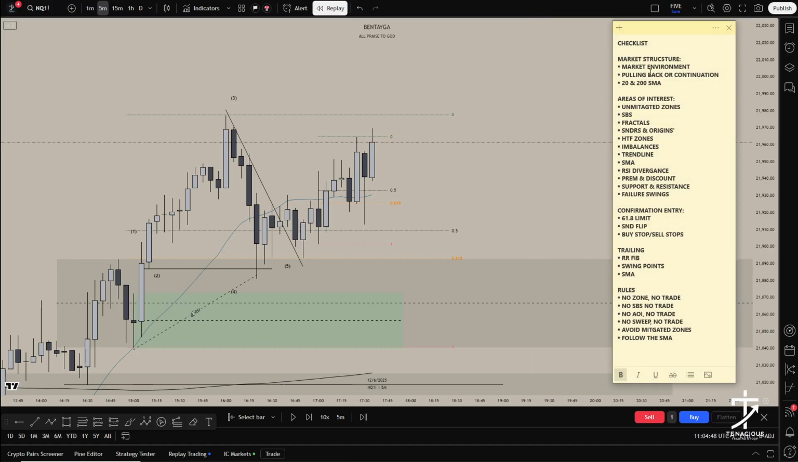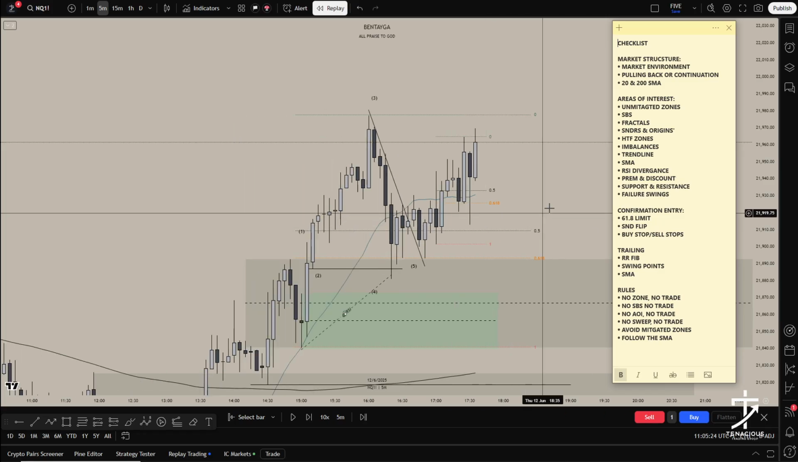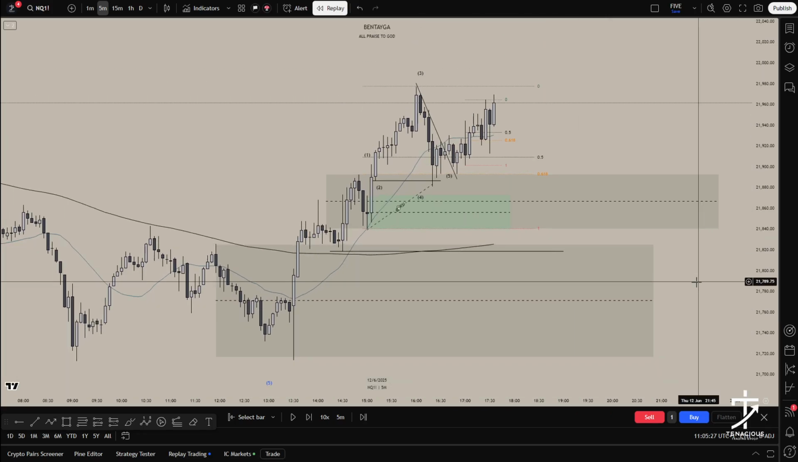If I was to look at my notes, price was clearly bullish. Potentially it was internally bearish at the time, but we flipped bullish. Price was in a continuation, pullback phase, and then it flipped to continuation. My SMAs were both bullish. We had an unmitigated zone at the time. We had SPS. We had a fractal. We had origins. Higher time frame zone, obviously 1 hour/5 minute. I don't think we had any imbalances, but you could say even here, look, this is an imbalance that we tapped into. So yeah, we had RSI divergence. Obviously, price was in an area of discount, support and resistance in terms of SPS model 2.